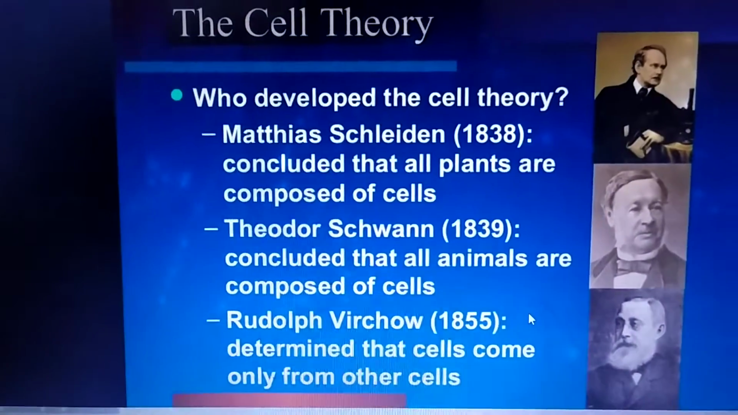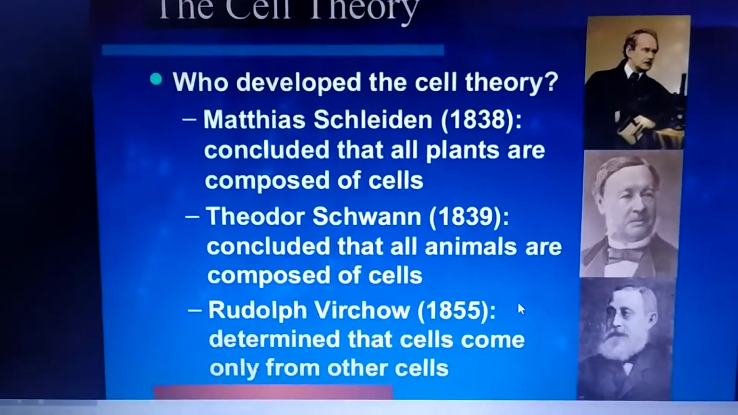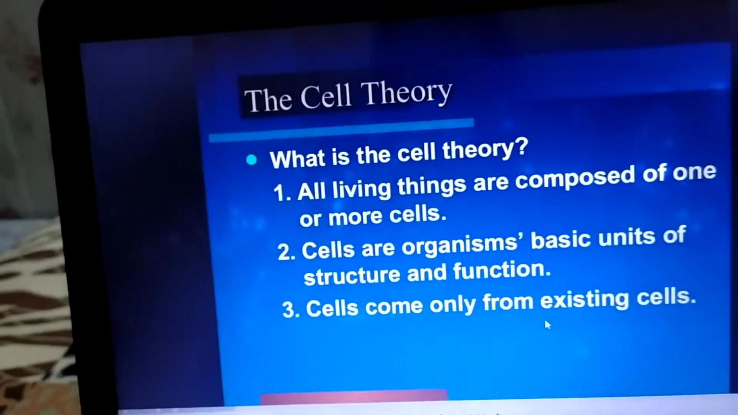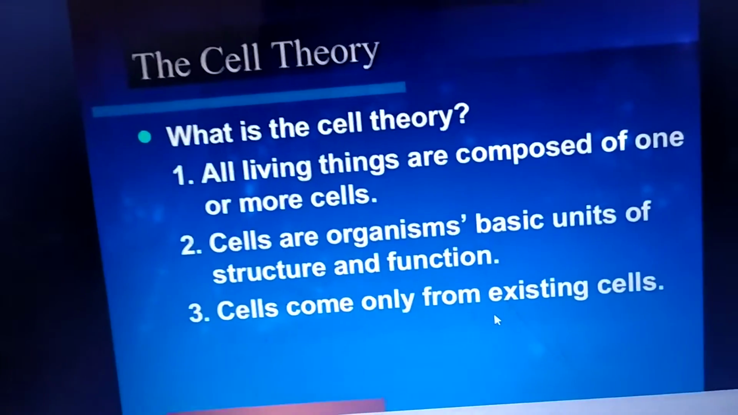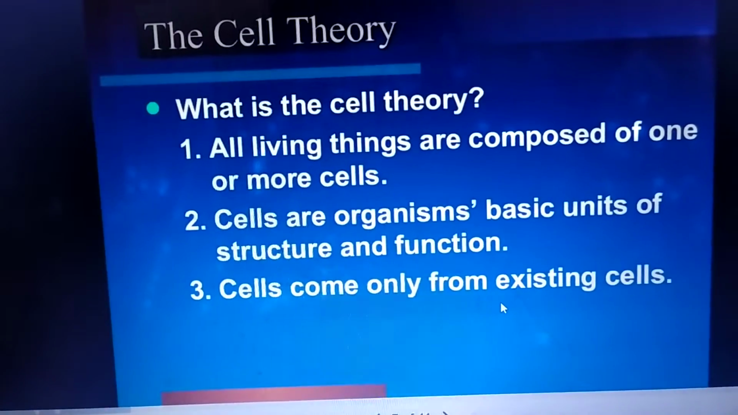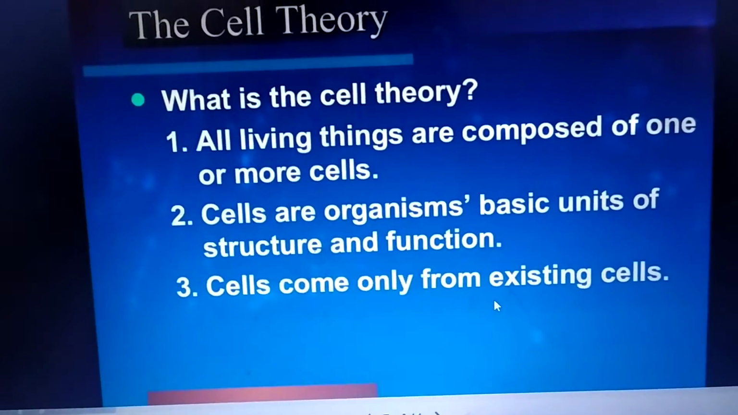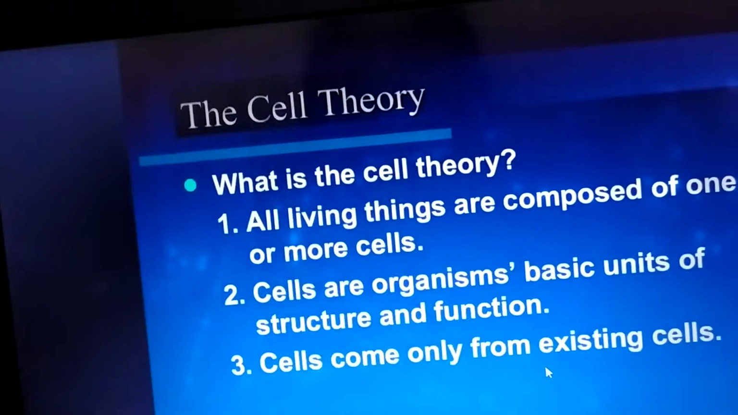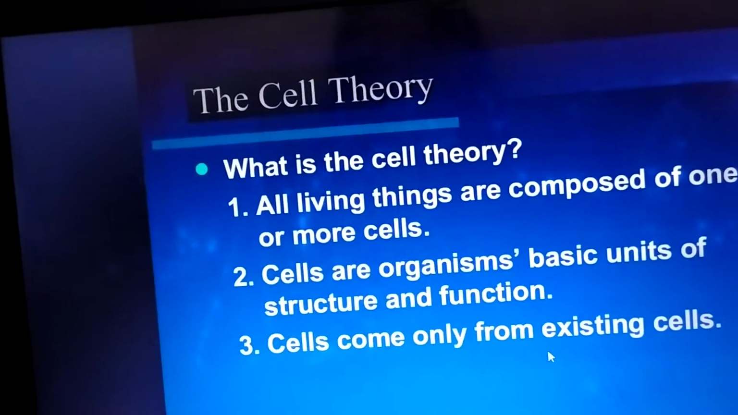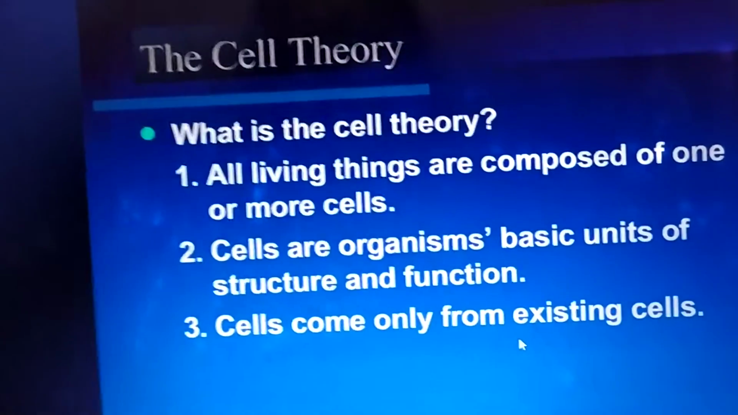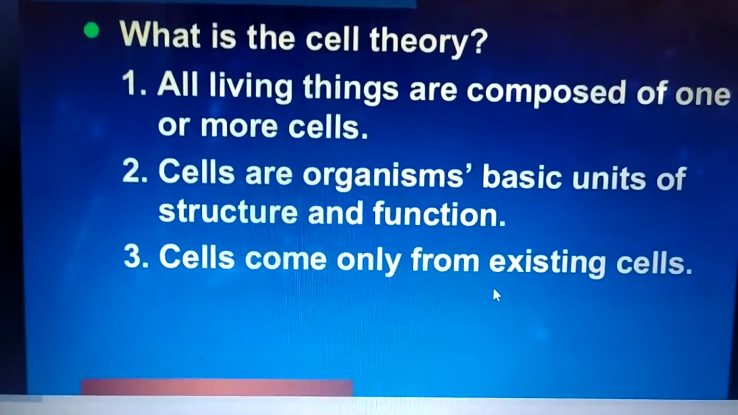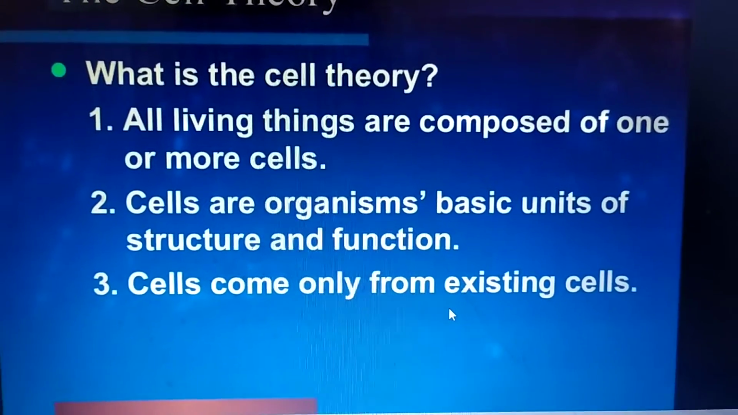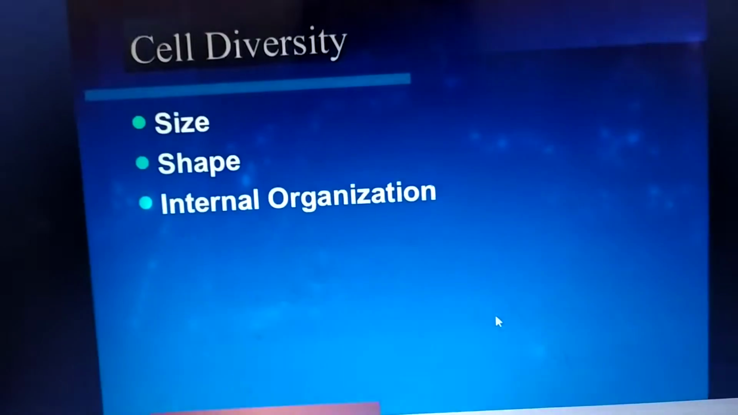What is cell theory and who developed it? These are some scientists who developed this cell theory. And what does the cell theory say? Cell theory says that all living things are composed of one or more cells. These scientists proved that all living things are made up of cells, one cell or more than that. Cells are the organism's basic unit of structure and function. As I told you before, cells come only from existing cells, meaning cells multiply, they increase their number.